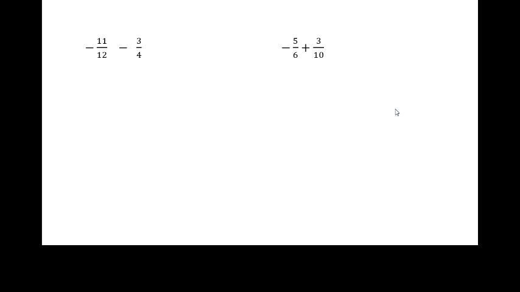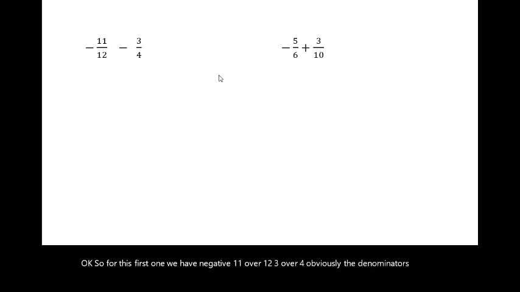Okay, so for this first one, we have negative 11 over 12 minus 3 over 4. Obviously, the denominators are not the same, so we're going to have to find the lowest common denominator.